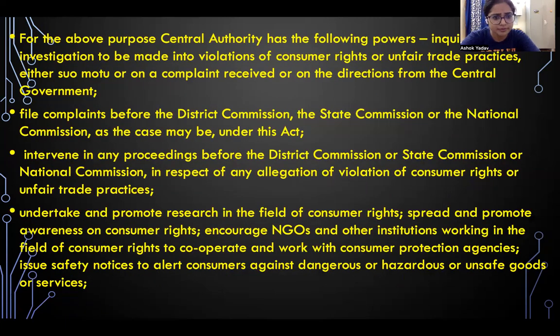And for the above purpose, the central authority has the following powers. So how will they ensure all those things? These are the things which they can do. They can do it by inquiry or investigation. They can go for an inquiry or investigation into violation of consumer rights or unfair trade practices, either suo motu or on a complaint received, or on the directions from the central government. So it's a right which is given to them. They can go for inquiry or investigation either suo motu, that is on their own, or if the complaint is filed by the complainant, that is the consumer.